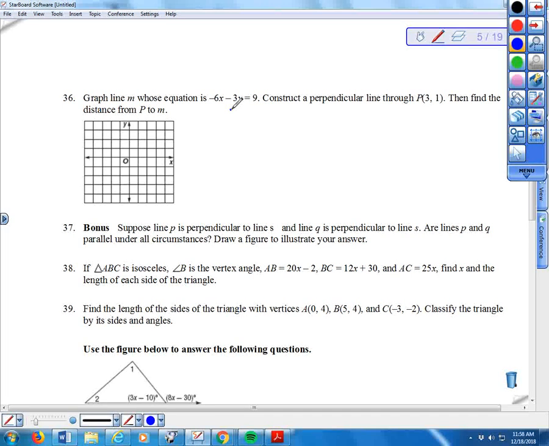Okay, so I'm going to just make this a little darker so I can tell where my axes are. When I cover up x, y is negative 3. So my y-intercept is negative 3. When I cover up y, x is negative 3/2. Okay, all I need is 2 points to graph a line.